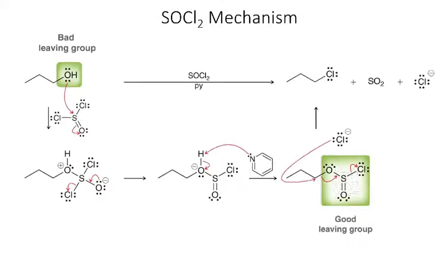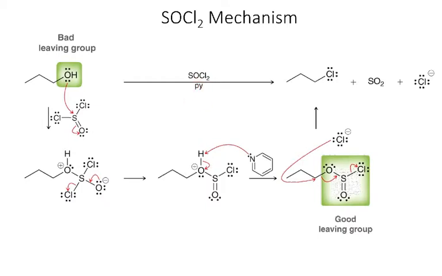So I want to at least look at the mechanisms, but you're not going to be responsible for reproducing these. But they both essentially involve converting the OH from a bad leaving group into a good leaving group, and then we can undergo an SN2 reaction. So first we get a nucleophilic attack, where the lone pair on the OH attacks the sulfur of the SOCl2. We then have the loss of a leaving group where the chlorine pops off and we rearrange the electrons a little bit.